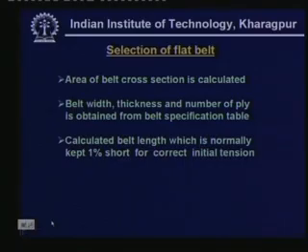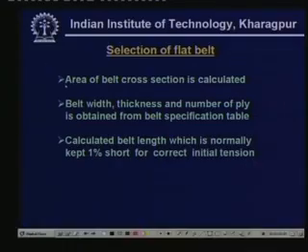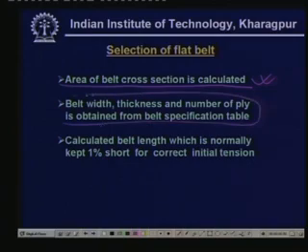So, this is the next slide, which again is a repetition of what I have already told you. That means, what we understand is that we have already computed the area of belt cross section, that is already over. Belt width, thickness and number of ply is obtained from the belt specification table. So, that is where one should iterate, to find which could be the best combination to suit a situation.